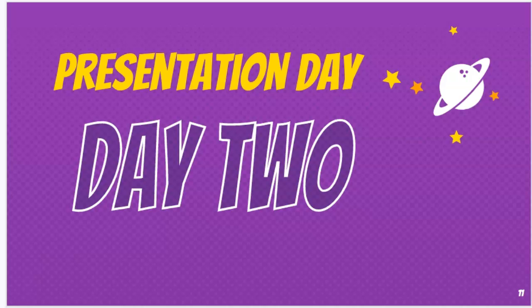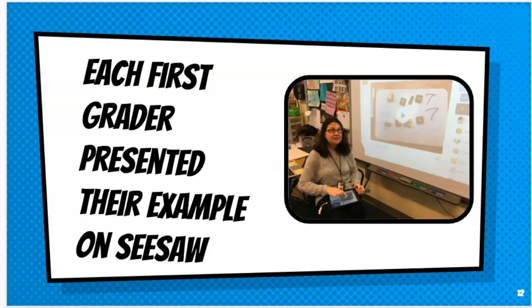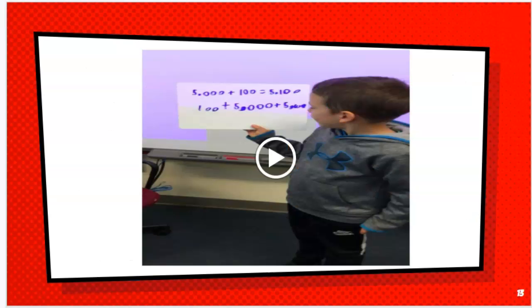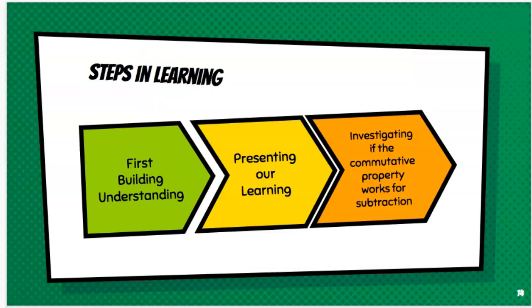The next day was presentation day, day 2. Each first grader presented their example on Seesaw. This little boy was inspired to get up and share that he now knows that 5,000 plus 100 equals 5,100, and 100 plus 5,000 equals 5,100.